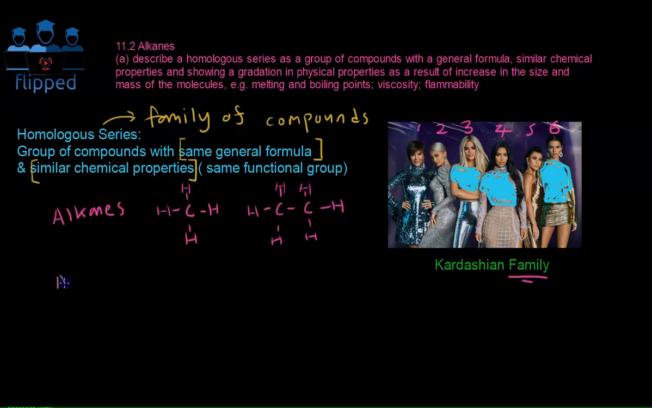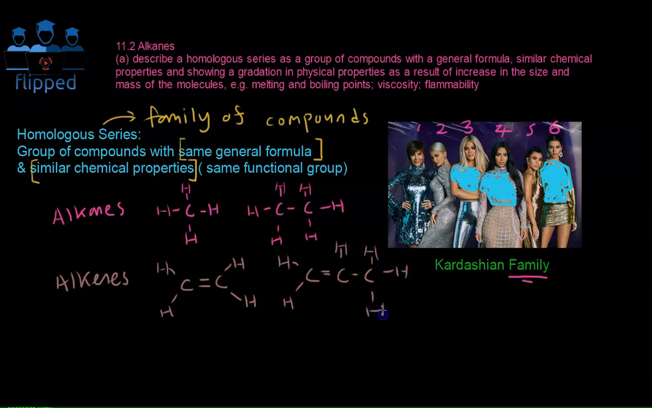Second family is called alkenes. And now it's looking a bit different. There's 2 C's now with 4 H's. Okay, and another one would be this. So you can see that they look different from each other because they are from different families.